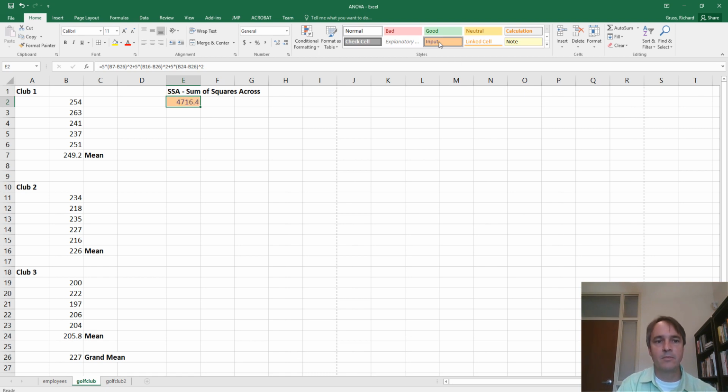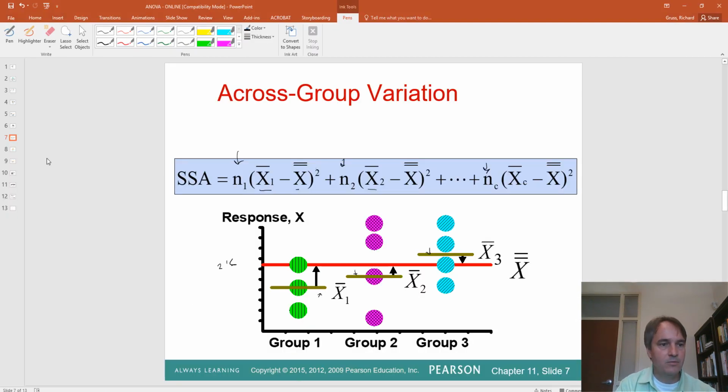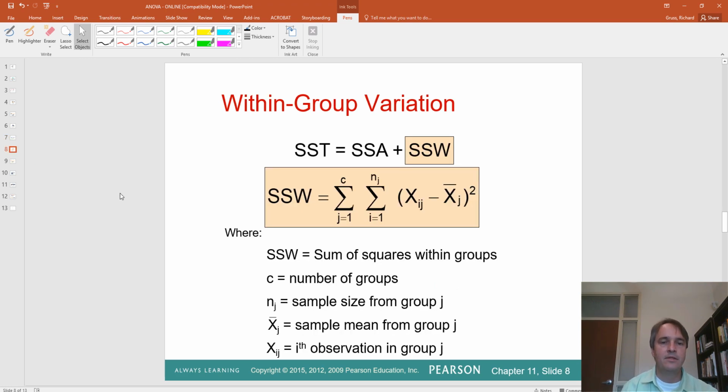We'll mark that out as a piece that we need. Okay, so we've made one step along the way to partitioning this variance. We now have sum of squares across. Okay, so now what do we need? We need to find out the within group variation. So how do we find that?